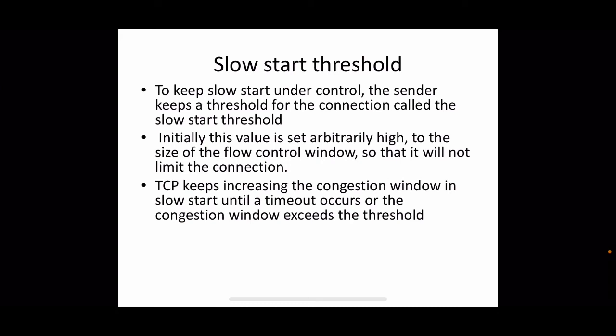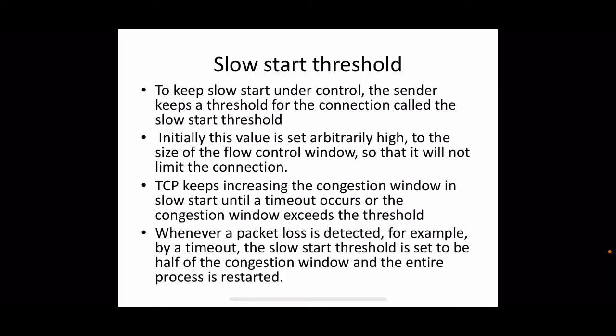And TCP keeps increasing the congestion window in slow start until a timeout occurs, that is, some packet loss happens, or the congestion window exceeds the threshold. In both cases, it will keep increasing the congestion window size until then. So if a timeout occurs before the threshold is reached, that means this threshold value is not safe, right? Before that, if a timeout occurs, that means congestion will be there if we increase like this. So suddenly we have to do something. Otherwise, it's okay with this threshold, right?